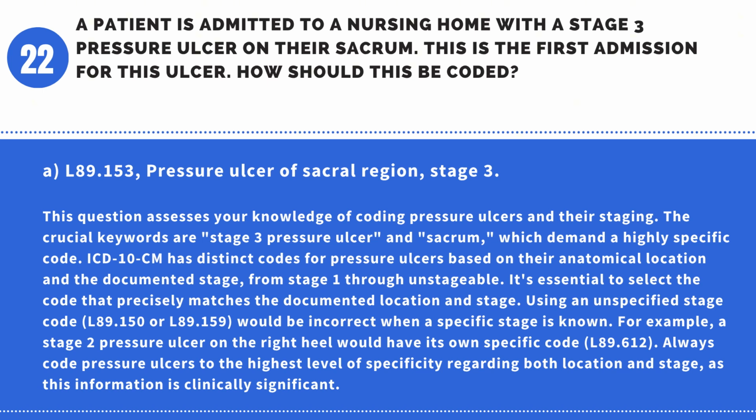L89.153, pressure ulcer of sacral region, stage 3. This question assesses your knowledge of coding pressure ulcers and their staging. The crucial keywords are stage 3 pressure ulcer and sacrum, which demand a highly specific code. ICD-10-CM has distinct codes for pressure ulcers based on their anatomical location and the documented stage, from stage 1 through unstageable. It's essential to select the code that precisely matches the documented location and stage.